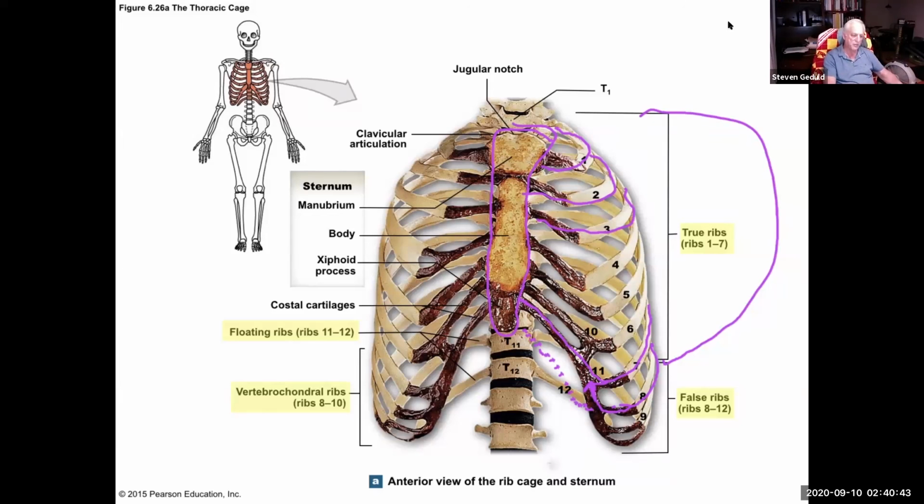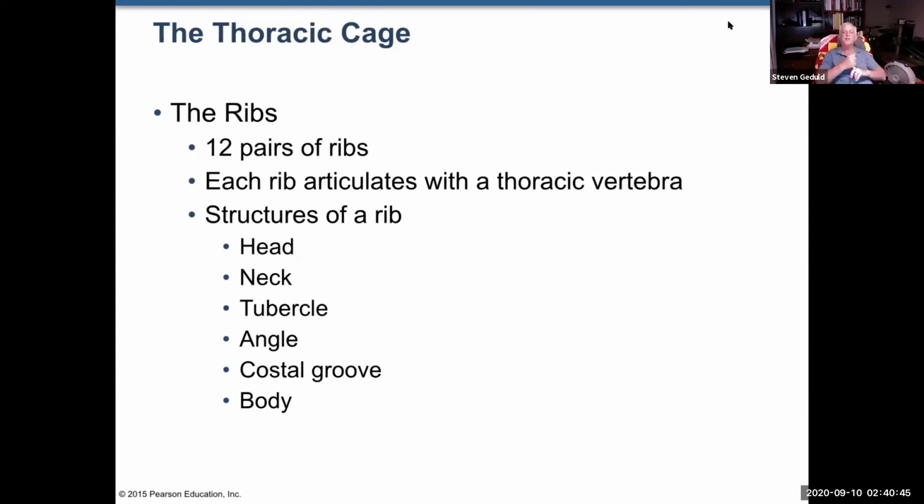And all it deals with correctly is the sternum. So the ribs, there's 12 pairs of ribs. Each rib articulates with a thoracic vertebra. Thoracic vertebrae are numbered 1 through 12. There's your 12 ribs. Each vertebra has a rib attached to it.